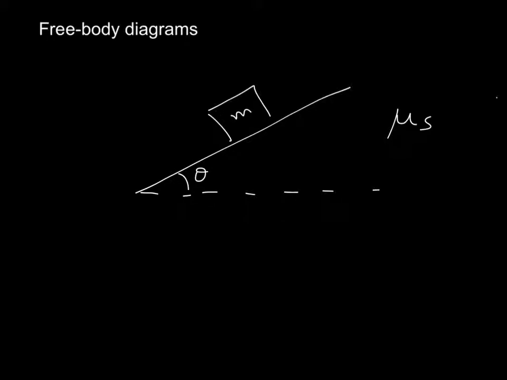So imagine that I have a slope, and here I have a box of mass m. Let's say that I know this mass m, I just don't want to put in a number. And I also know the static friction coefficient. And what I ask myself is, what is the maximum angle at which I can put this thing before it starts sliding down?